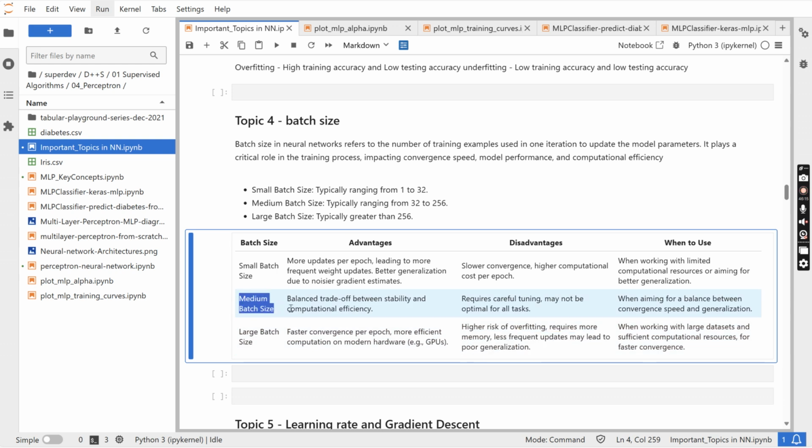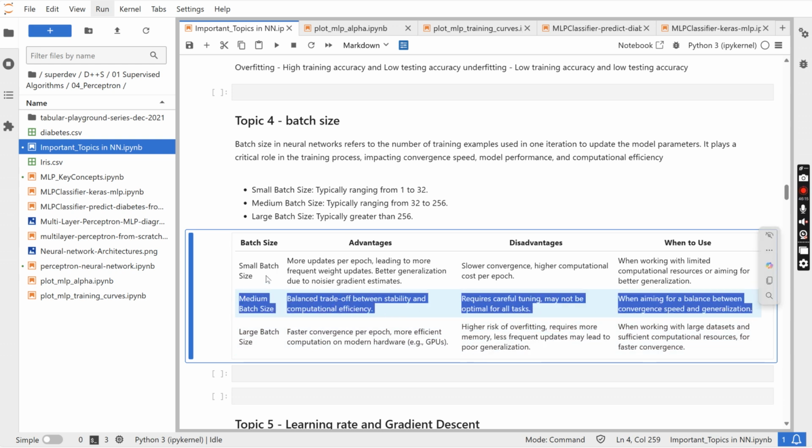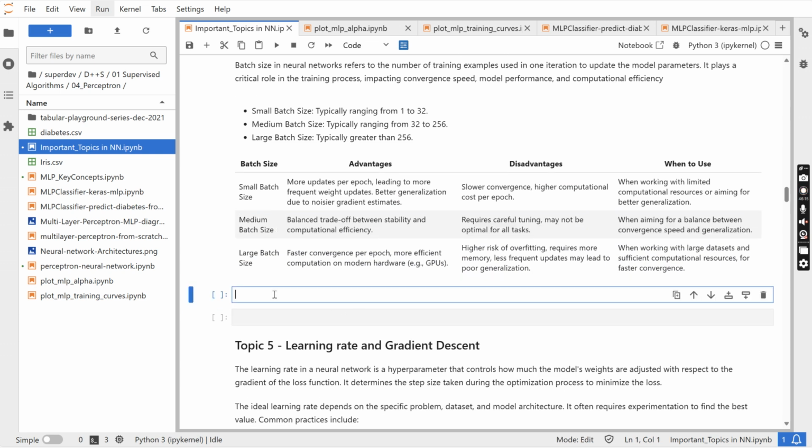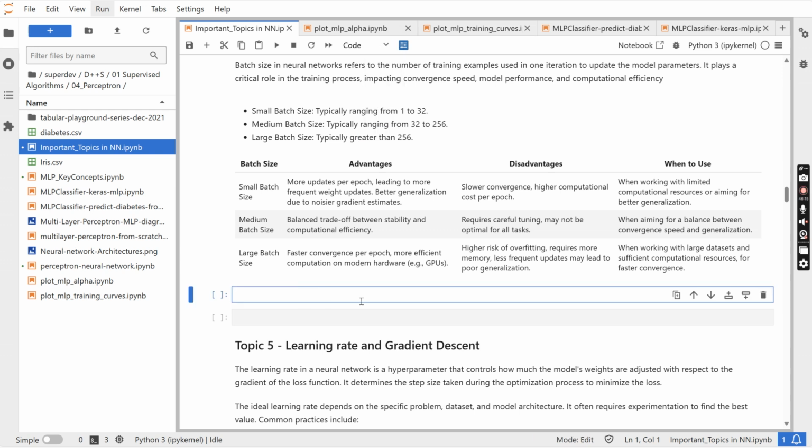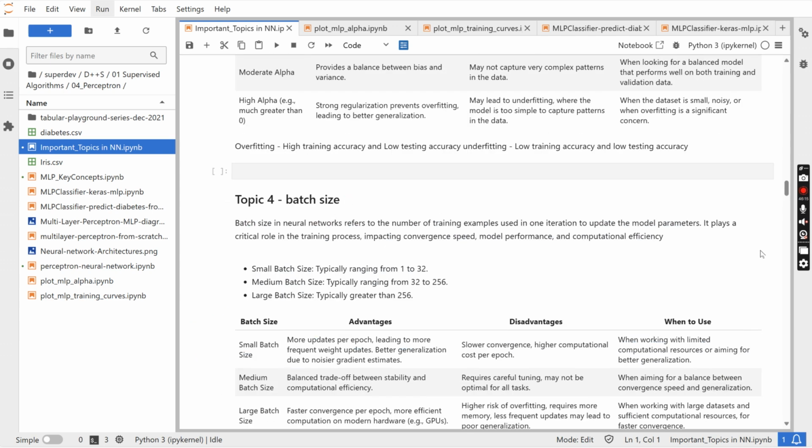So always pick the medium batch size, but again it depends on the use case. If you have a smaller amount of rows, let's just say you have 1000 rows only, and you don't have enough compute, then go for this. If you have enough compute, go for this. That way you can choose the batch size.